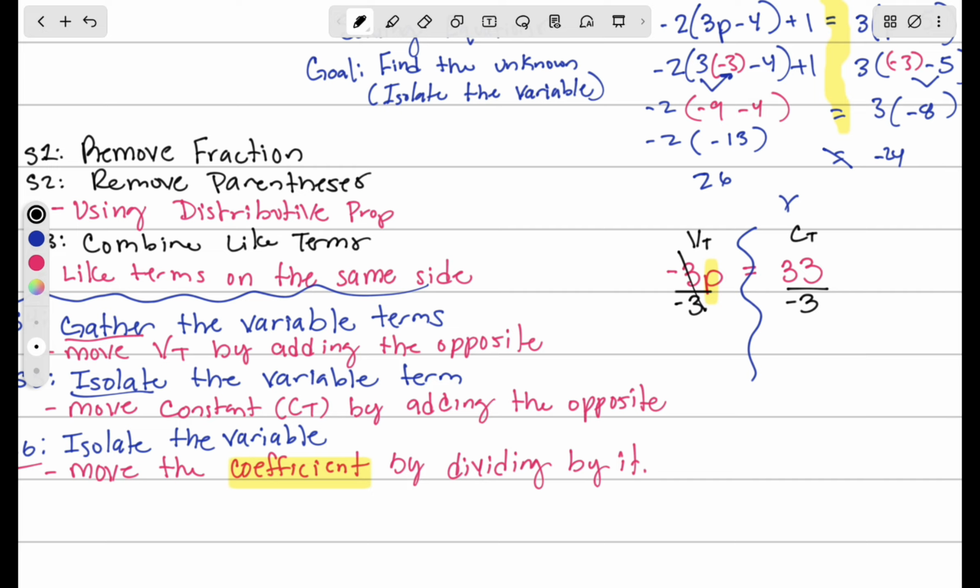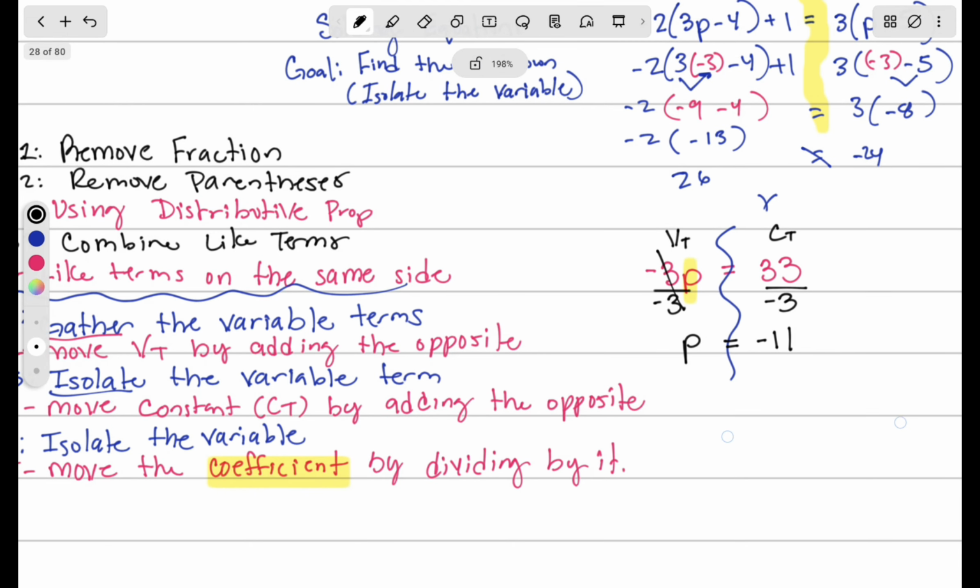Now, it doesn't mean 0. It actually means 1, but we cool. The 3's cancel, and you're just left with P. All right? You can put 1P, but 1P and P are the same thing. Then, always bring down the equal sign. And what's 33 divided by negative 3? Negative 11. You got the variable by itself.